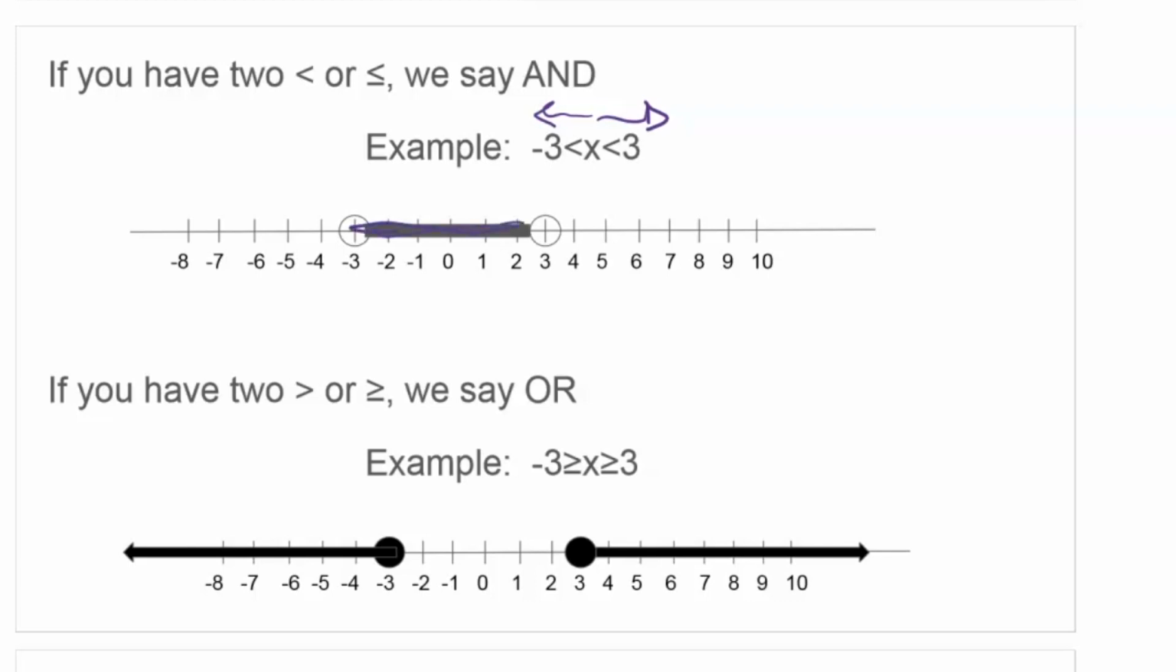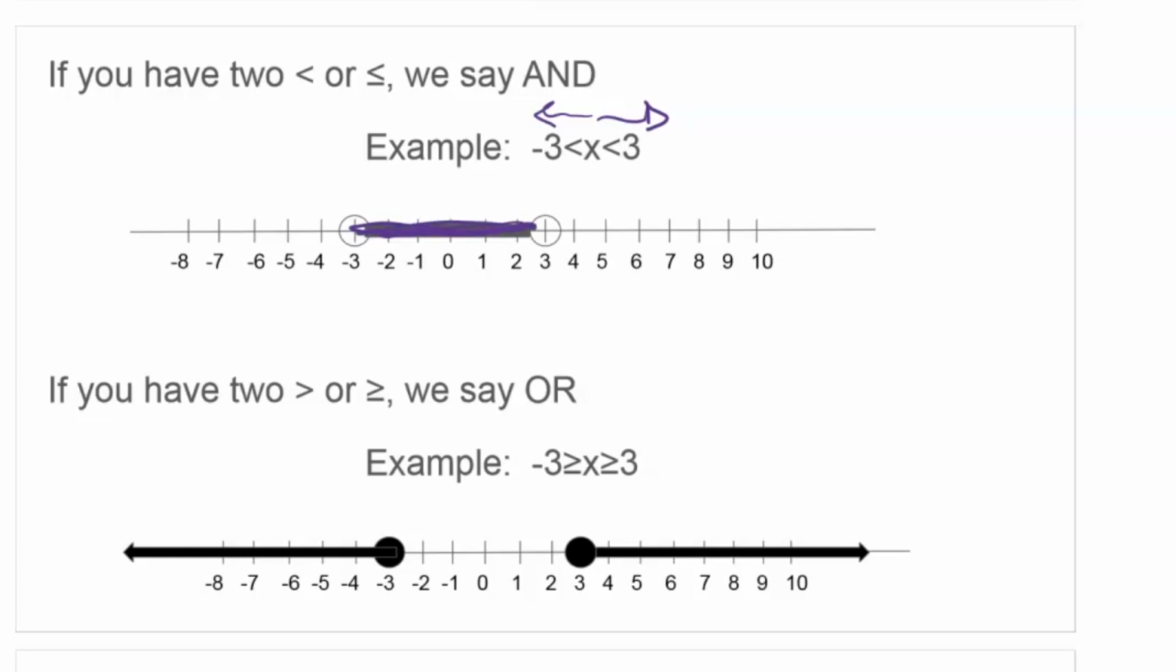So this line here, that represents all of the numbers that x could possibly equal. So it doesn't actually equal negative 3 and 3. It gets really, really close. It could get to negative 2.99999 or positive 2.99999, but it won't actually get to 3. But it can equal every number in between.